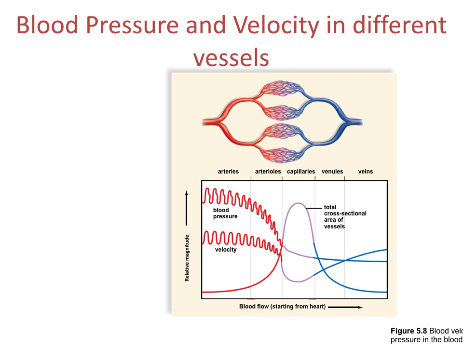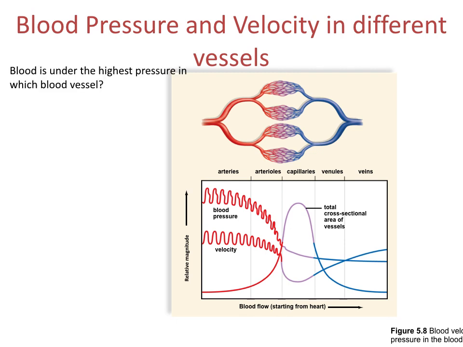Then the blood has to rejoin and get into veins. Again, when you get back to veins, the area goes down quite a bit because there are fewer veins. And so the velocity and pressure will go up a little. It will never reach as high as it was in the arteries because you're much further away.